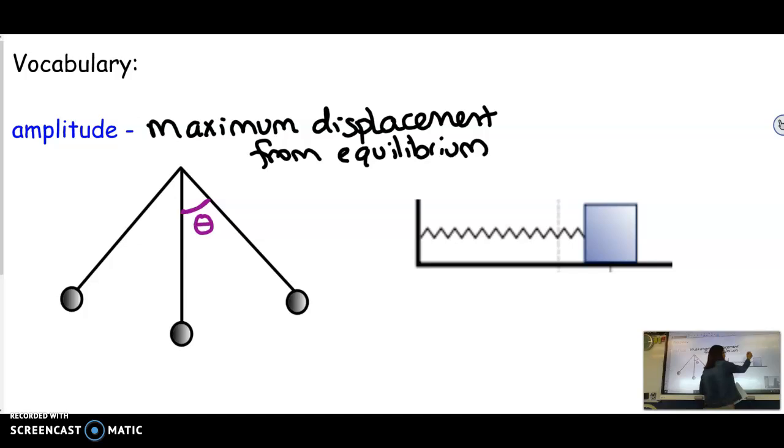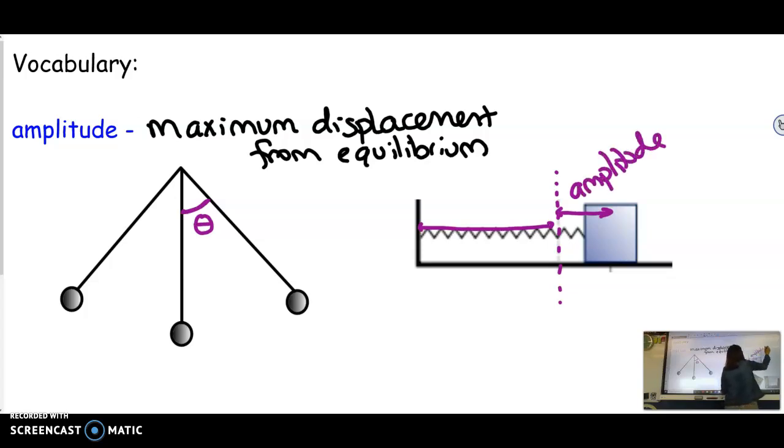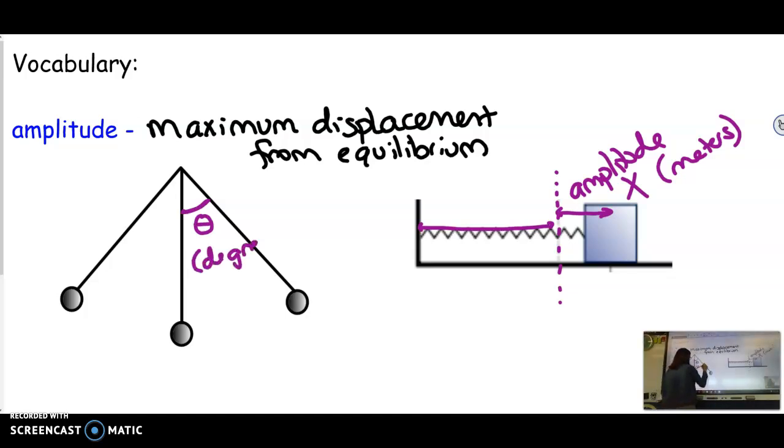Over here, if this was my equilibrium position, meaning if I wasn't stretching the spring at all, this is how long the spring would be if it was just sitting there. Well, that's the equilibrium position, so how far I stretch that is going to be my amplitude. And in this case, that amplitude is going to be x. It's the same x like we were dealing with in F equals kx. And that would be measured in meters in this case, where of course over here, the angle would be measured in degrees. Okay, so you have a couple different ways of measuring amplitude, but basically it's how far away from equilibrium the thing has been stretched or pulled.